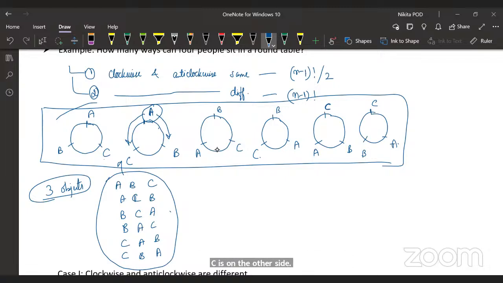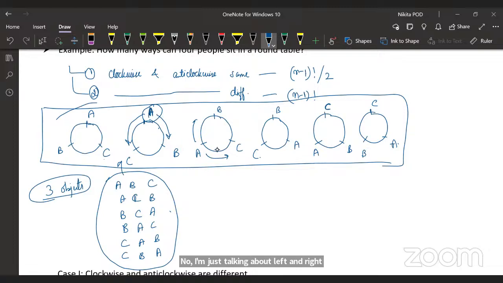And similarly, on the left of A again, it's B. And on the right, it's C again. Ma'am, clockwise, no? No, I'm just talking about left and right.